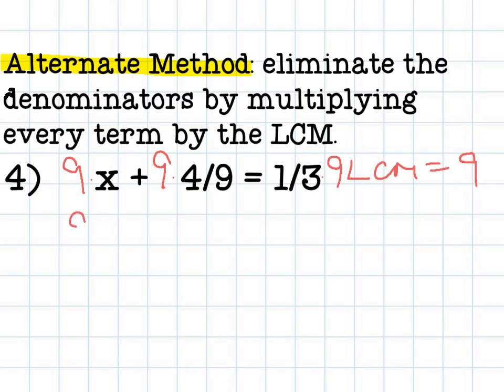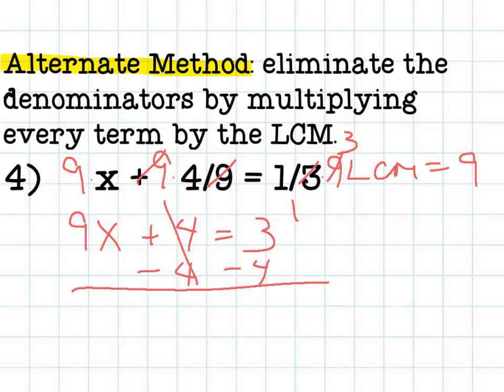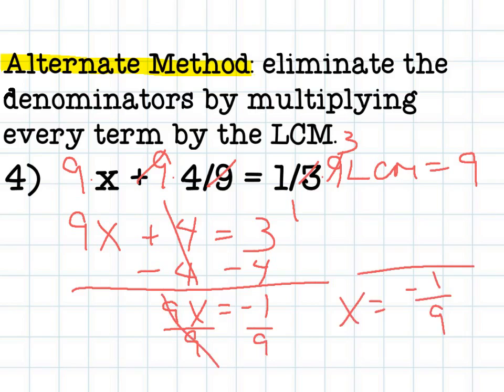So 9 times x is 9x. Here, the two 9s are going to cancel, so I'm going to be left with plus 4 equals 3 goes into 3 once, 3 goes into 9 3 times, and 3 times 1 is 3. Now notice we've eliminated the fraction for solving purposes. So now I may subtract 4 from both sides. That cancels out. I'm left with 9x equals negative 1. Divide both sides by 9, and you end up with x equals negative 1/9. And if you go back and look at this problem, how we solved it the other way, you can see that we have the same answer.